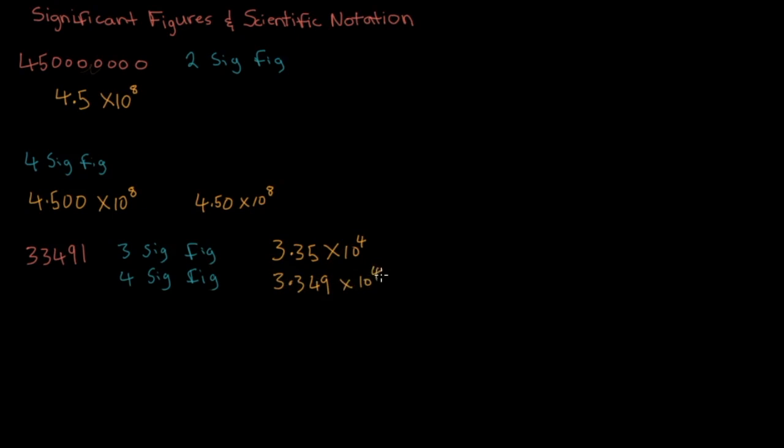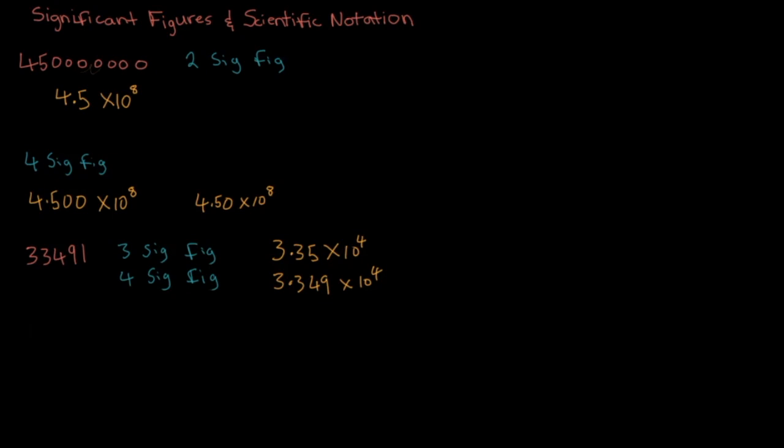Okay, so those are really big numbers. How about really small numbers? Now, how do we write really small numbers in significant figures? As we saw here, if we're moving the decimal places to the right, if we're increasing the decimal places, we're going to increase the power. When we're writing really small numbers, on the other hand, we're actually going to decrease the power.